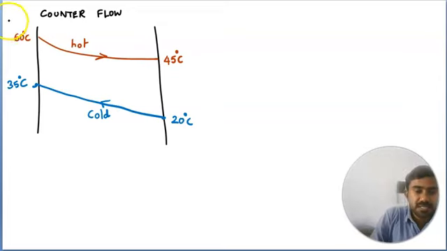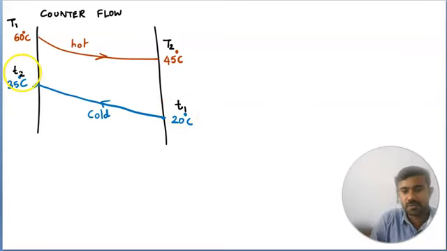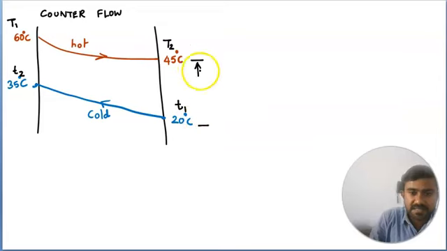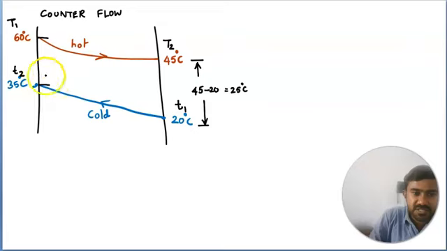This is the cold fluid. Now the notations T1, T2 for the hot fluid, small t1 and small t2 for the cold fluid. And if you look at the temperature difference at the exit, this is 45 minus 20, 25 degrees Celsius. And at the inlet of the heat exchanger, the temperature difference is 60 minus 35, again 25 degrees Celsius. Right?